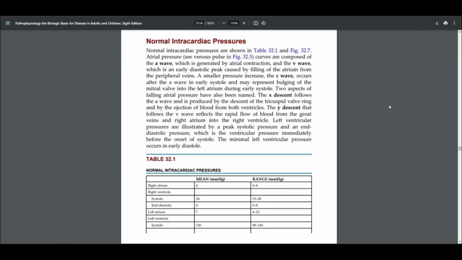Two aspects of falling atrial pressure have also been named. The X descent follows the A wave and is produced by the descent of the tricuspid valve ring and by the ejection of blood from both ventricles. The Y descent that follows the V wave reflects the rapid flow of blood from the great veins and right atrium into the right ventricle. Left ventricular pressures are illustrated by a peak systolic pressure and an end diastolic pressure, which is the ventricular pressure immediately before the onset of systole. The minimal left ventricular pressure occurs in early diastole.